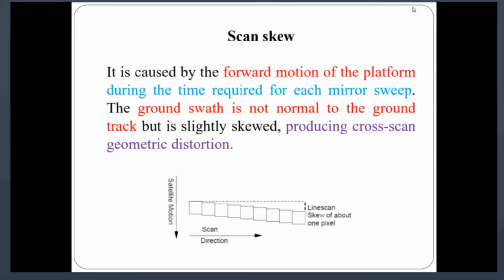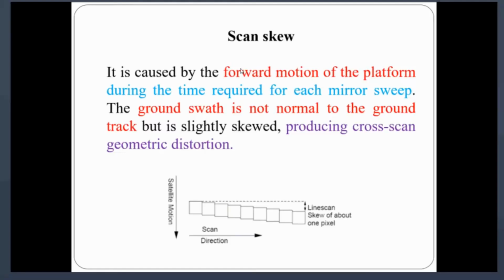As I was discussing various types of geometric errors, let me show you some of the errors here. What kind of errors can come up? Because there is a forward motion of the platform, and during the time of each mirror sweep, if I'm talking about cross-track scanning, you know that the mirror is moving continuously from one side to another side across the direction of the motion of the satellite.